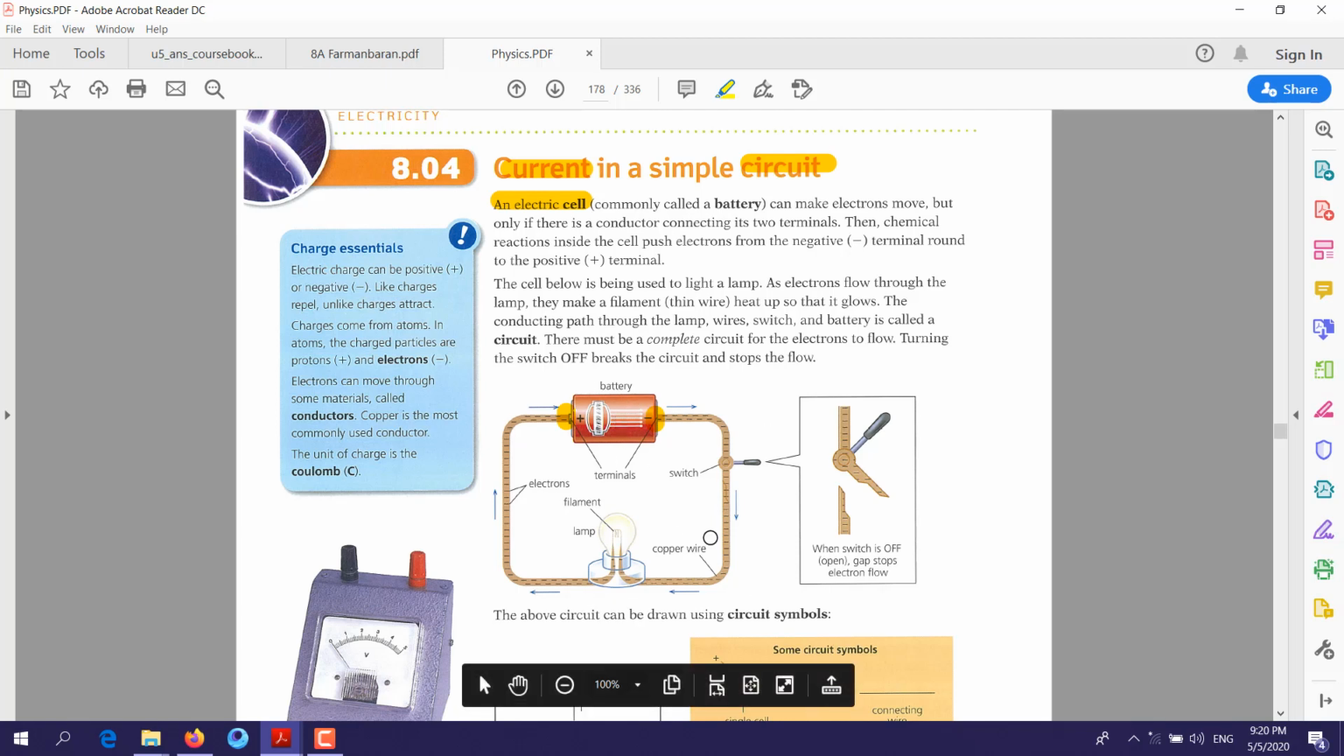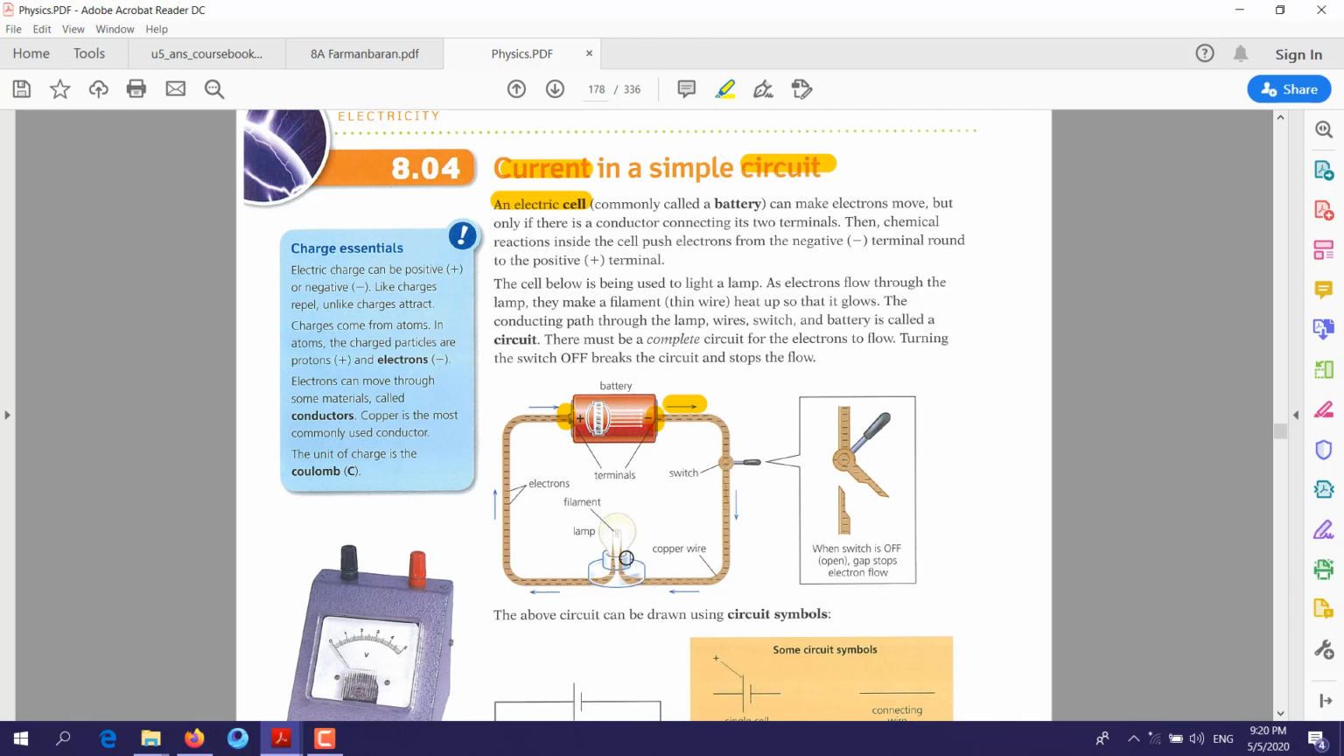Now, if you take a look at this diagram, what do we have? We have a battery, wire, lamp, and switch. If you connect the two ends of this battery and you close the switch, what will happen? The electrons here will start moving. As you can see, these arrows show the direction of the electrons, or how the electrons will move.